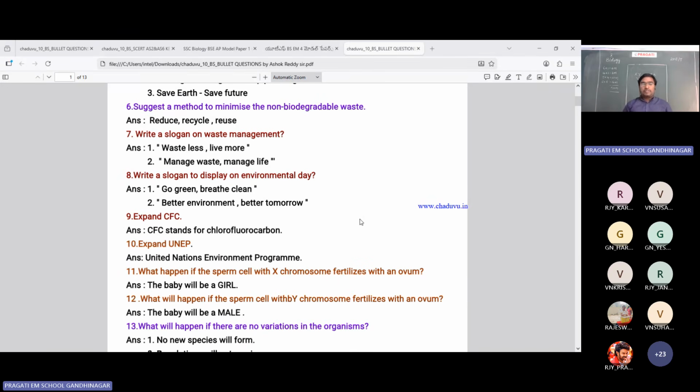The same question, but here, what will happen if the sperm cell with Y chromosome fertilizes the ovum? If a Y chromosome fertilizes the X chromosome, it should be XY condition. So the resultant baby will be a male. Okay, children, baby boy.